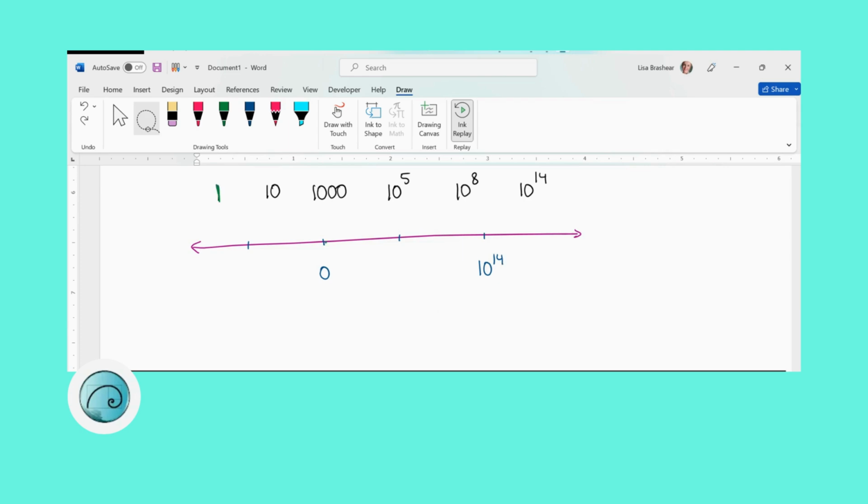Assume we have been asked to plot the following values on a number line. Would you be able to scale all of these numbers on a number line? 1, 10, and 1000 would be extremely close to zero, and then those big numbers just wouldn't fit on this scale.